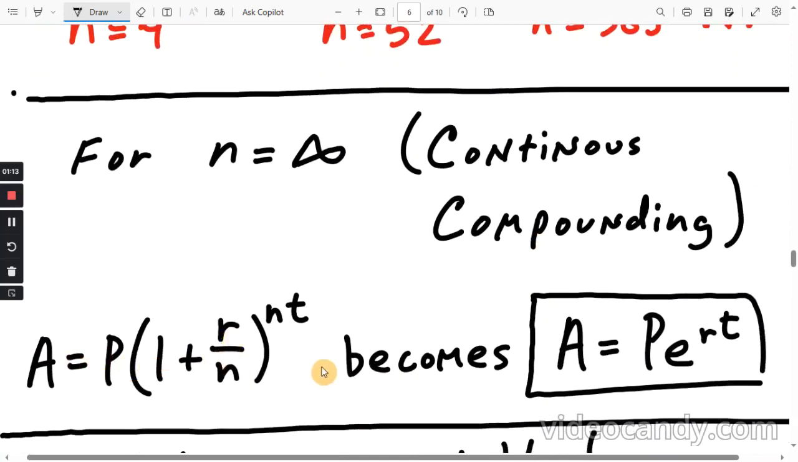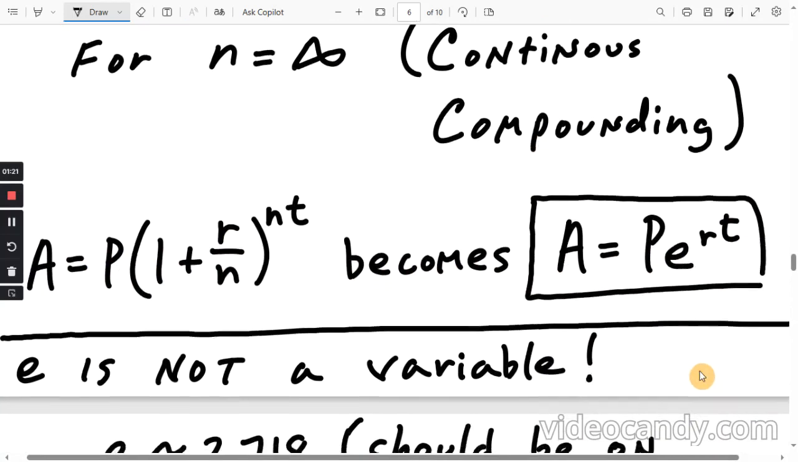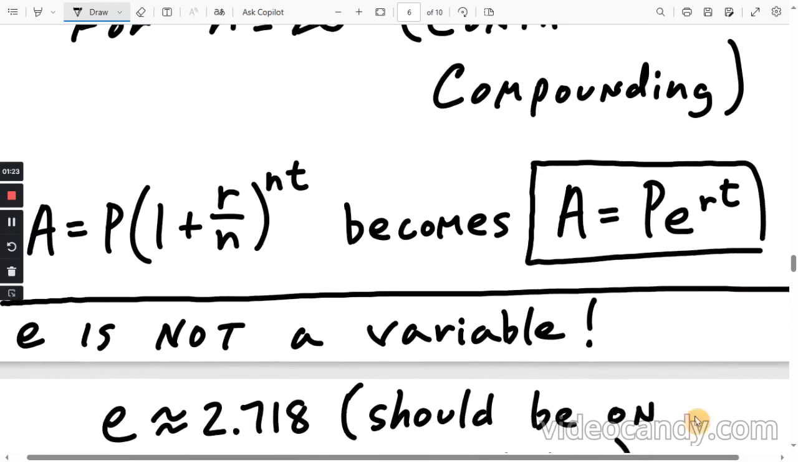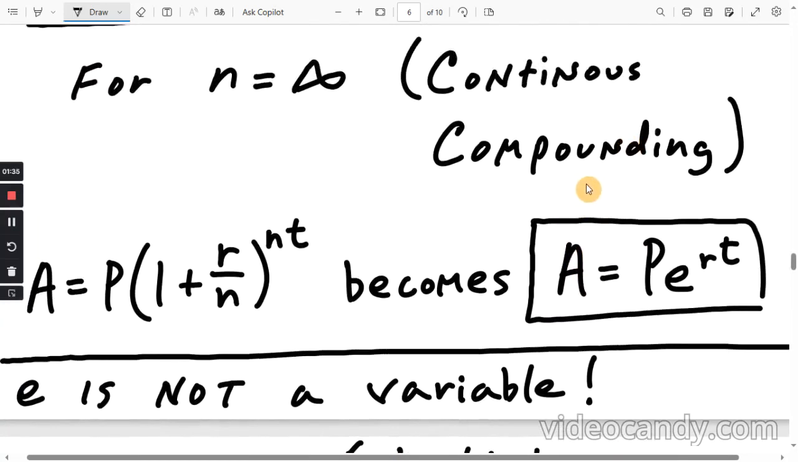So if N is infinity, this formula becomes A equals P times e to the power of RT. That e is not a variable. e is a number. It's approximately equal to 2.718, and you should be able to find it on your calculator. So this formula right here is for continuous compounding.